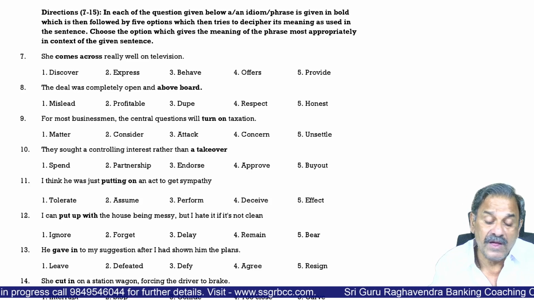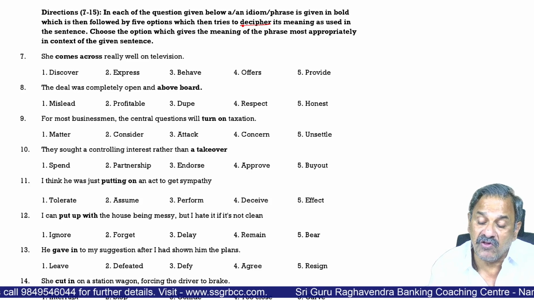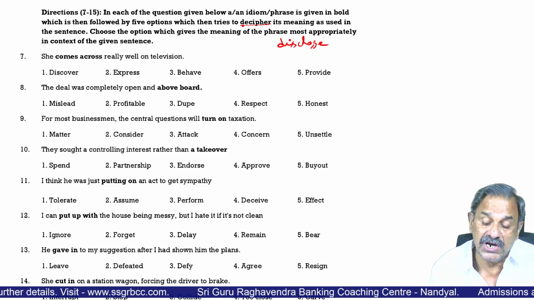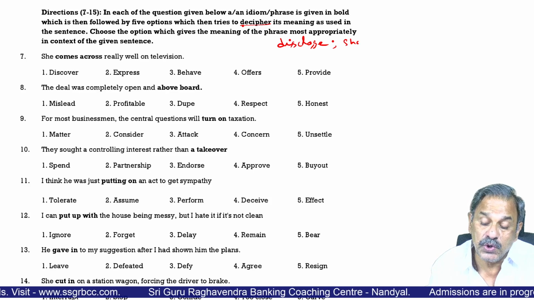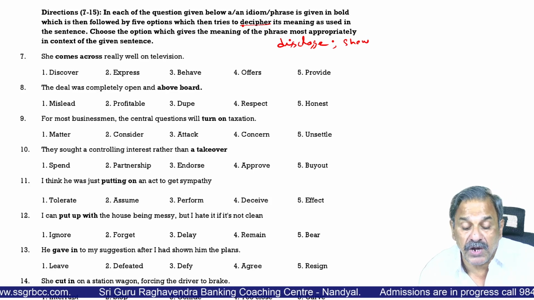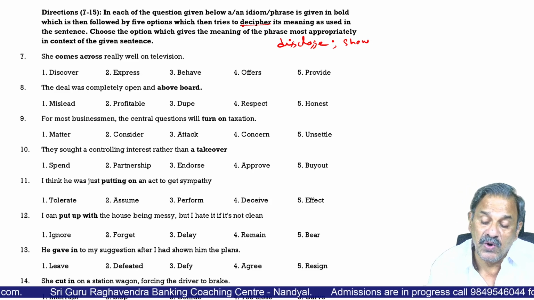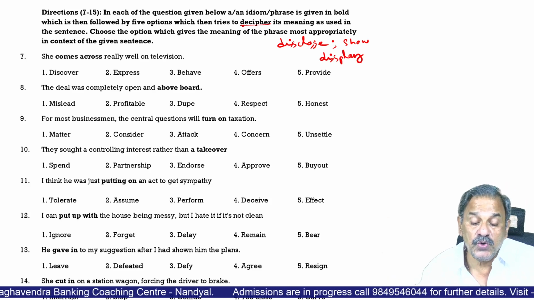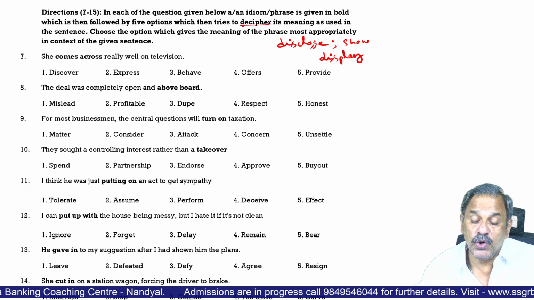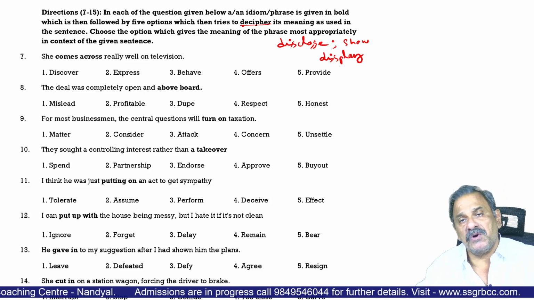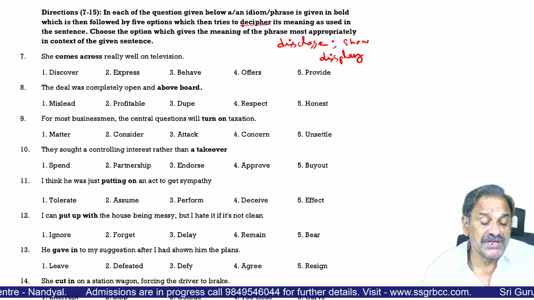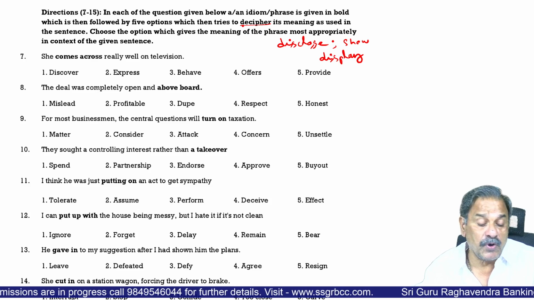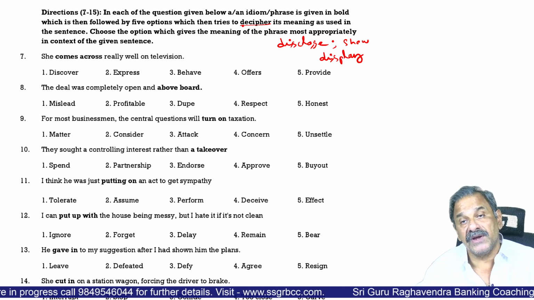Yesterday also I had given the meaning of discover. Discover means disclose, D-I-S-C-L-O-S-E. Another meaning, show, S-H-O-W. Discover means disclose, show. Other meaning, display. So to discover, to disclose, to show, to display. After to we have to use the first form of the verb. Its meaning as used in the sentence. Choose the option which gives the meaning of the phrase most appropriately in the context of the given sentences.